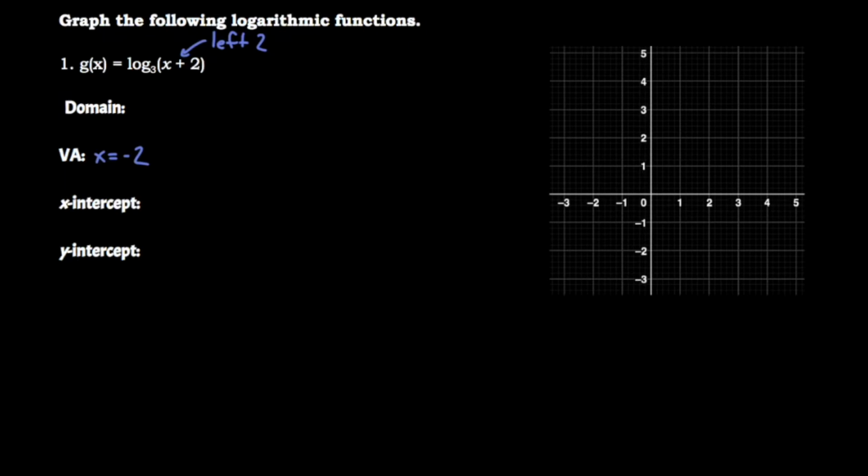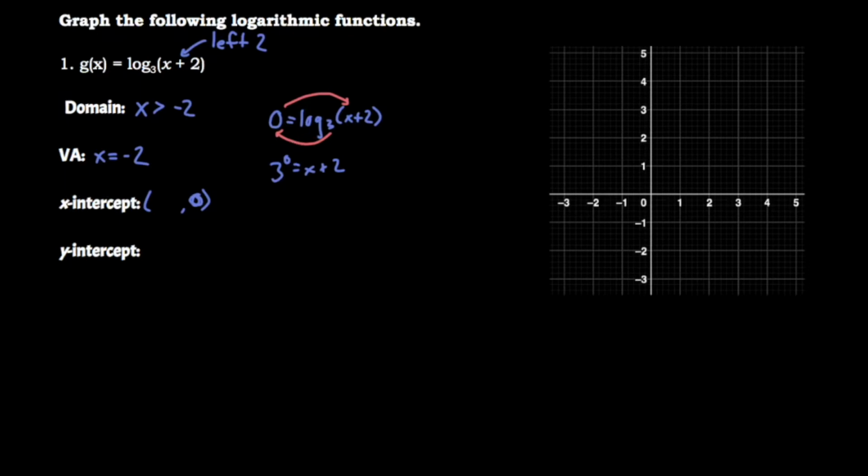So the domain is all the x values that are greater than negative 2. To get the x-intercept, I'm trying to find the x value that I would get if I had a y value of 0. So I'm just going to set this equation equal to 0. And the log term is already isolated, so I'm just going to do around the world. So 3 to the 0 power equals x plus 2.